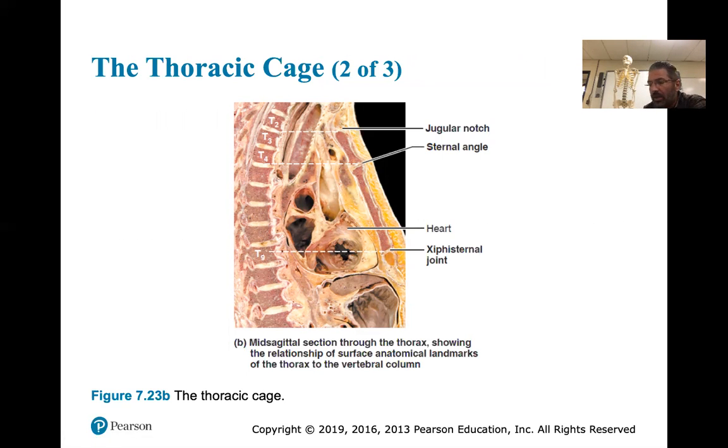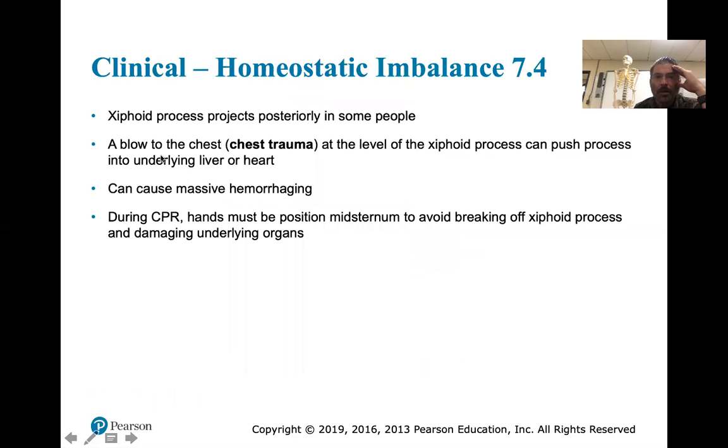If you tear that pericardial structure, the pericardium around the heart, it can cause major, major damage in the area. A blow to the chest, here it is. Chest trauma at the level of the xiphoid process can push the process into the underlying liver or heart, right? It can cause massive hemorrhaging, bleeding, right?